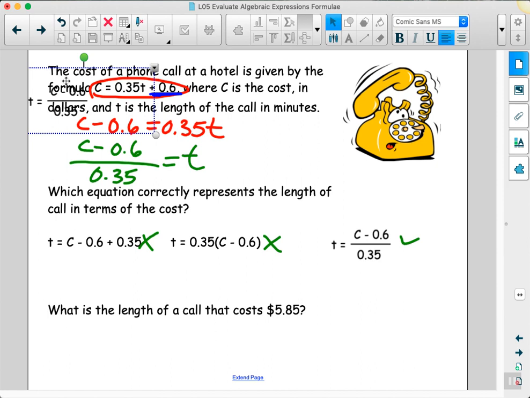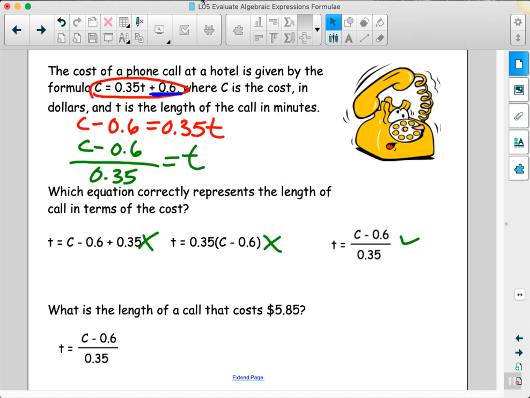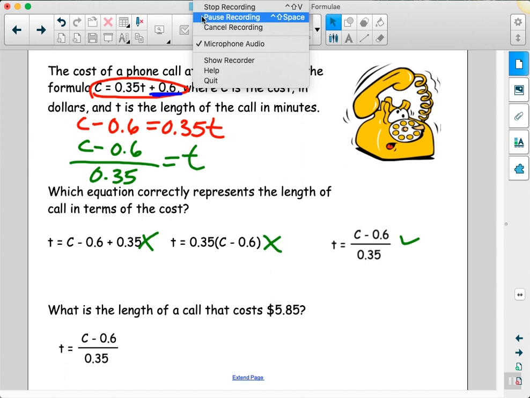What I would like you to do is use this formula here. Paste that over there just so we can see it down here. That's the formula I want you to use. Plug that into there and figure out what the length of the call would be. Again, I'm going to pause the video, let you work on that, and I'm also going to be working on it at the same time.